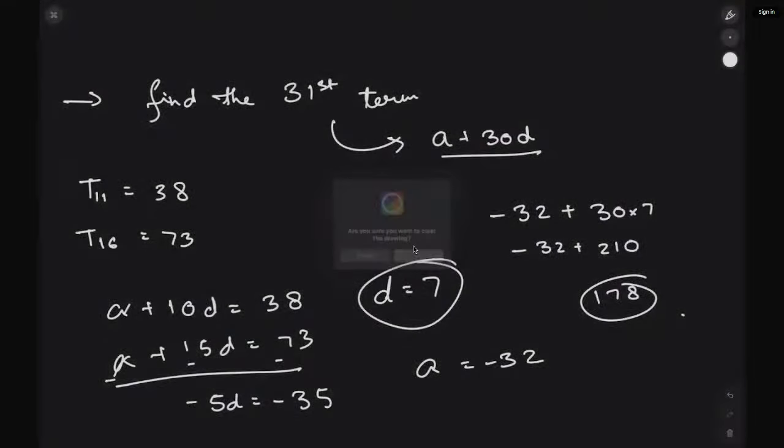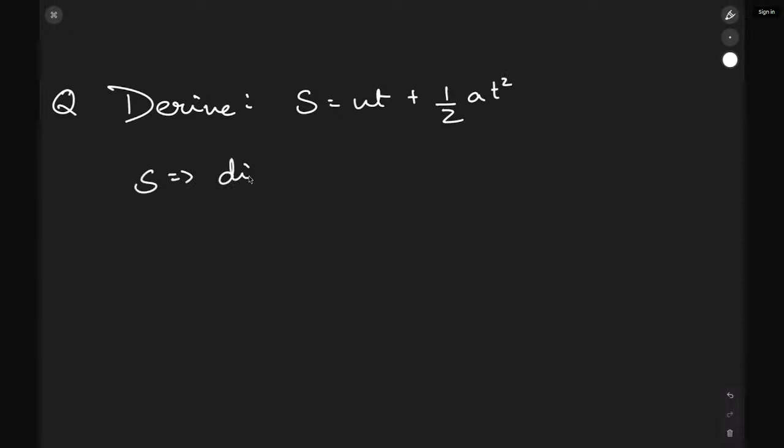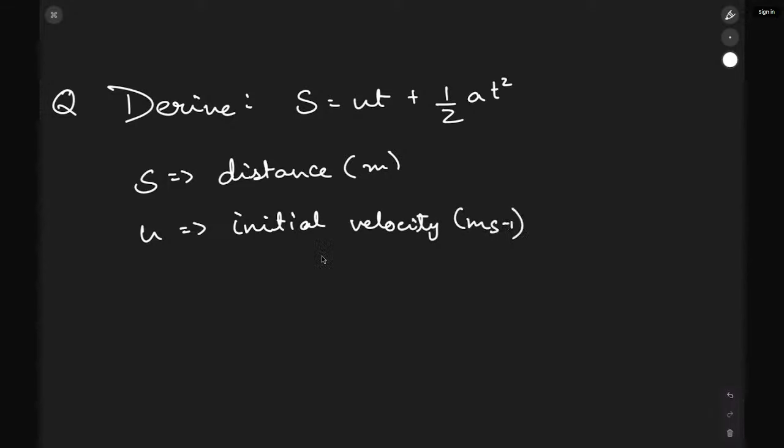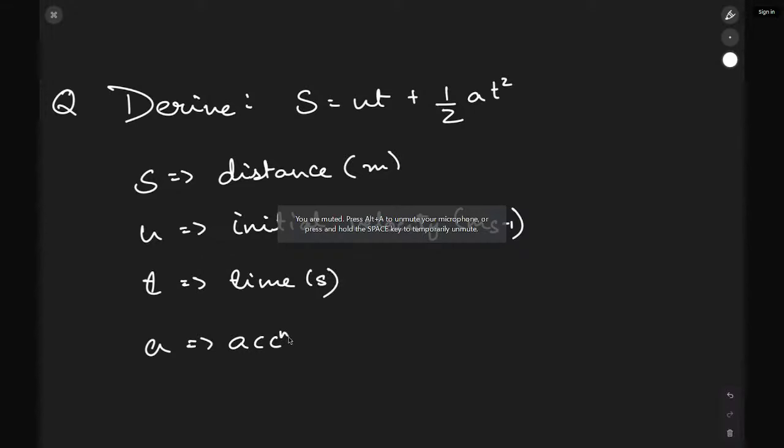All right. So moving forward, next question is: derive s = ut + ½at², where s is the distance covered in meters, u is the initial velocity in meters per second, t is the time in seconds, and a is the acceleration in meters per second square.